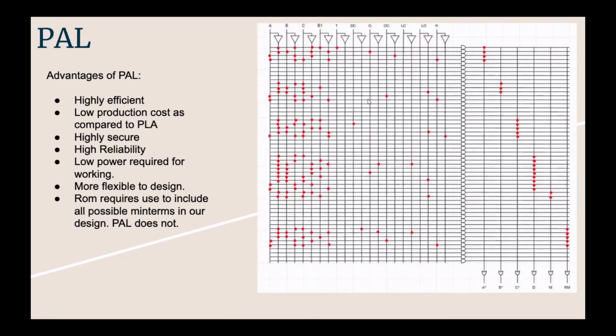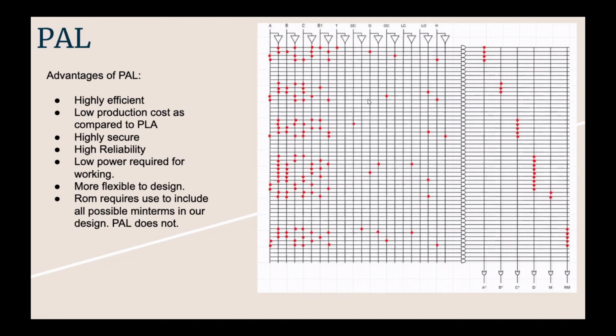The advantages of using PAL are that it's highly efficient. It's low production cost as compared to PLA, which is why it's best not to use PLA. It's highly secure, has high reliability, and has low power requirements, so it saves on power. It's more flexible to design. And believe it or not, even though the image on the right side looks complicated, it was a lot easier to implement.